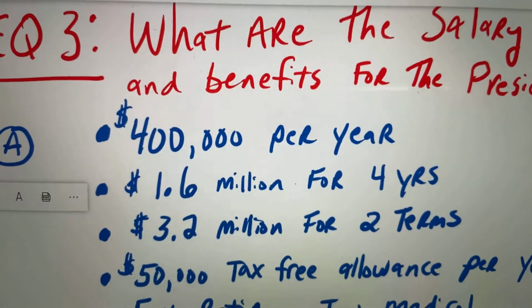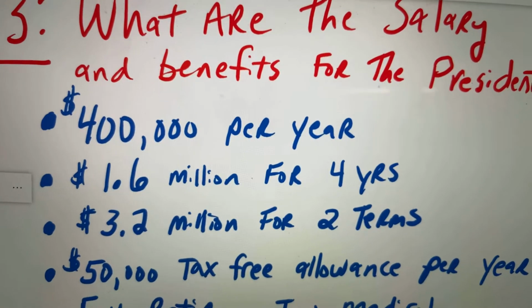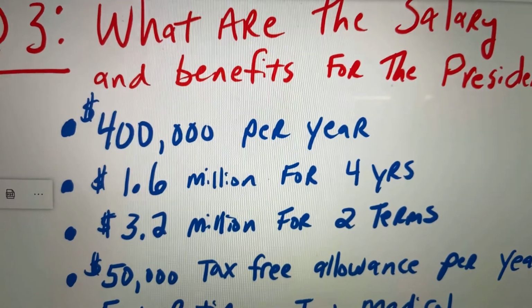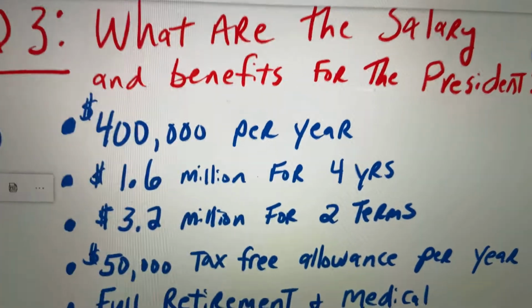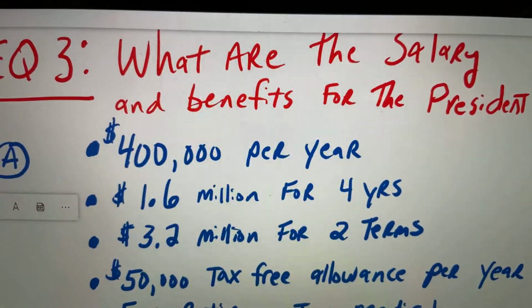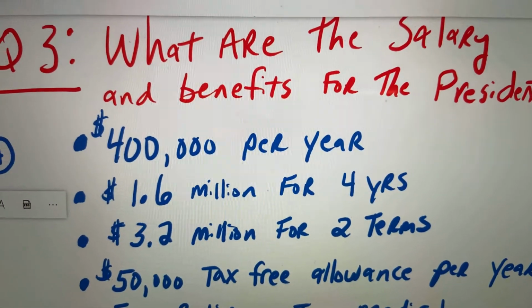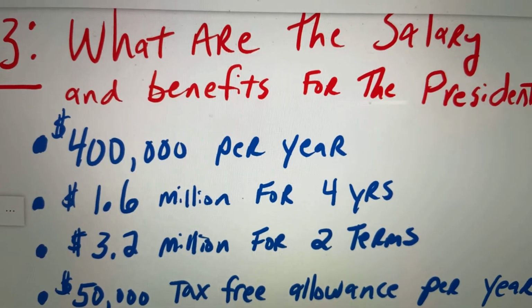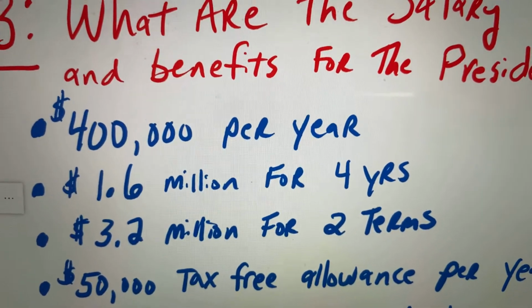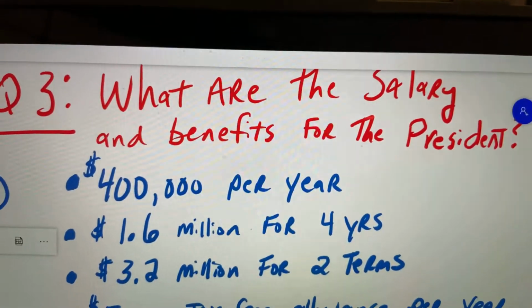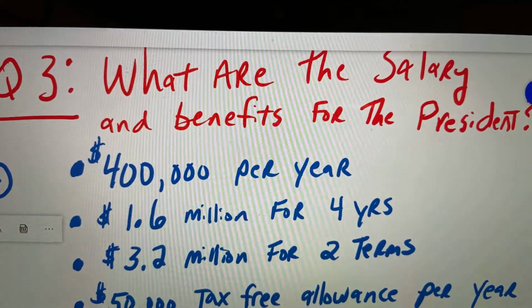Like in the NFL, when you see an NFL player sign a contract for $25 million, it's a 5-year deal. He's going to make $25 million over 5 years. So you have to break that down, divide that by 5 to see how much he makes a year. But if you do the math, that's $1.6 million for the president in 4 years. If he serves 2 terms, $3.2 million. Sounds a little better that way.